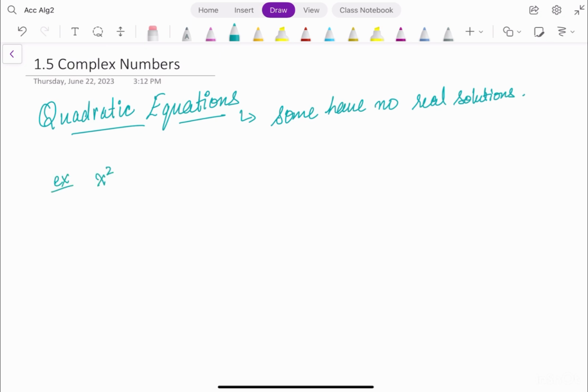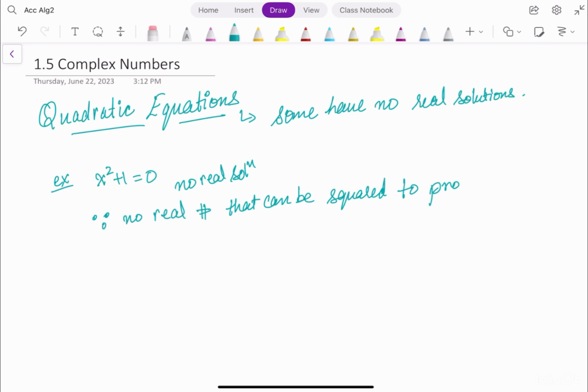As we know, quadratic equations sometimes have no real solution. For example, x squared plus 1 is equal to 0 doesn't have any real solution, because no real number can be squared to produce negative 1. If x squared plus 1 is equal to 0, then x squared is equal to negative 1, and I cannot square any number to produce negative 1. So mathematicians created a system of numbers using something called the imaginary unit, and it is represented by lowercase i.